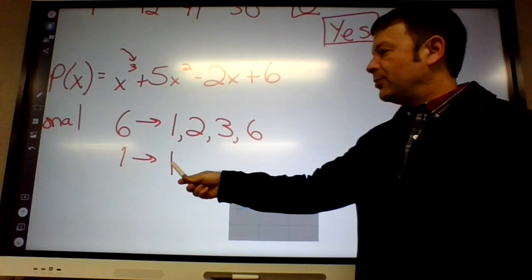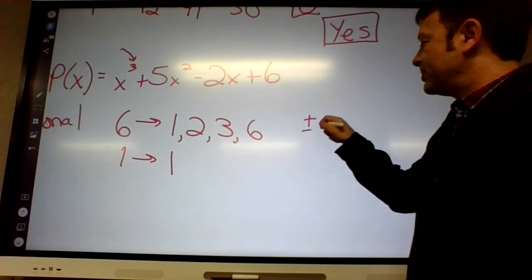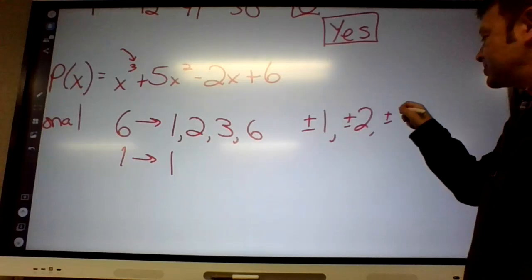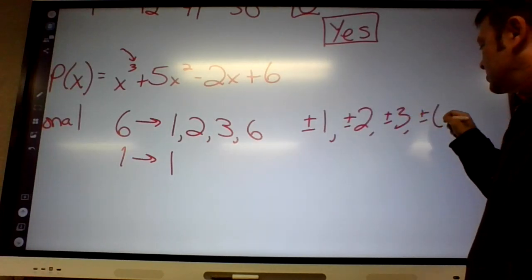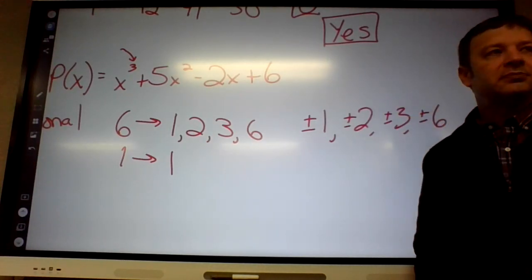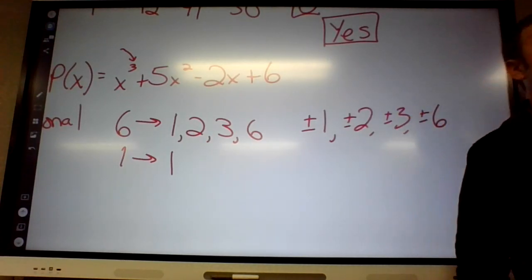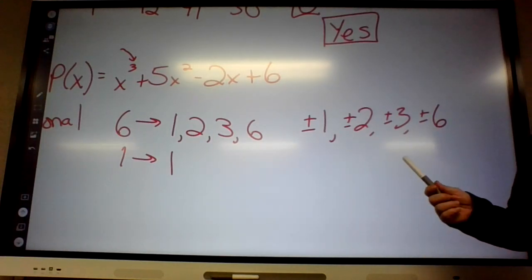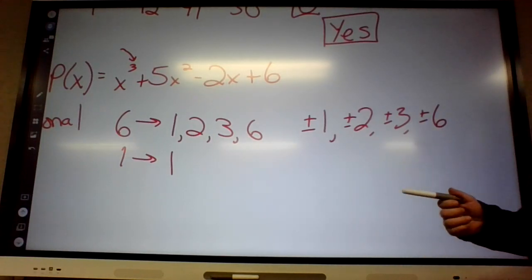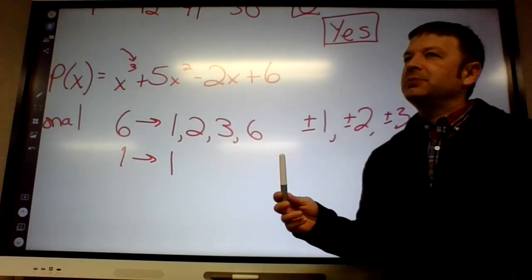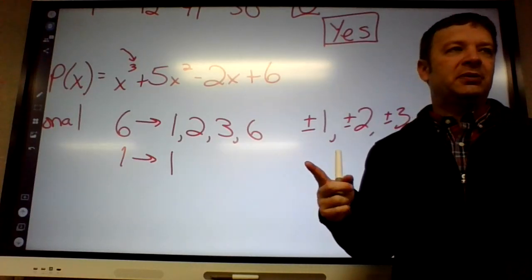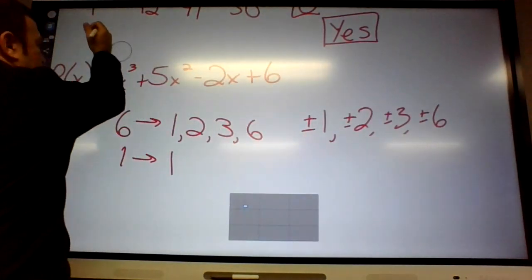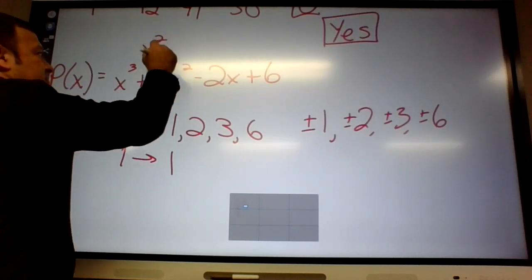So 1 over 1 could be 1, so it could be plus or minus 1, plus or minus 2, plus or minus 3. Hold on, Mr. Jordan. Why are we solving like this and not like how we have been? Okay, because all the tricks that we've used in the past have been like quadratic formula. That's for a quadratic equation, like an x squared equation.